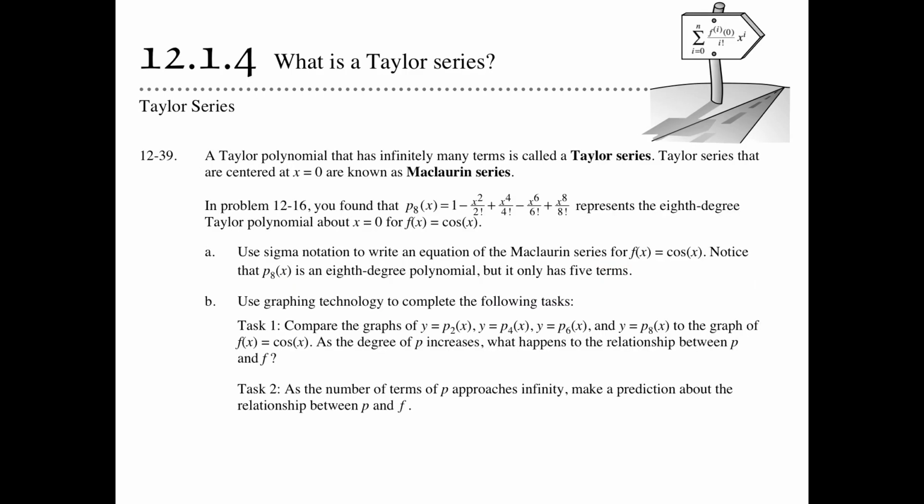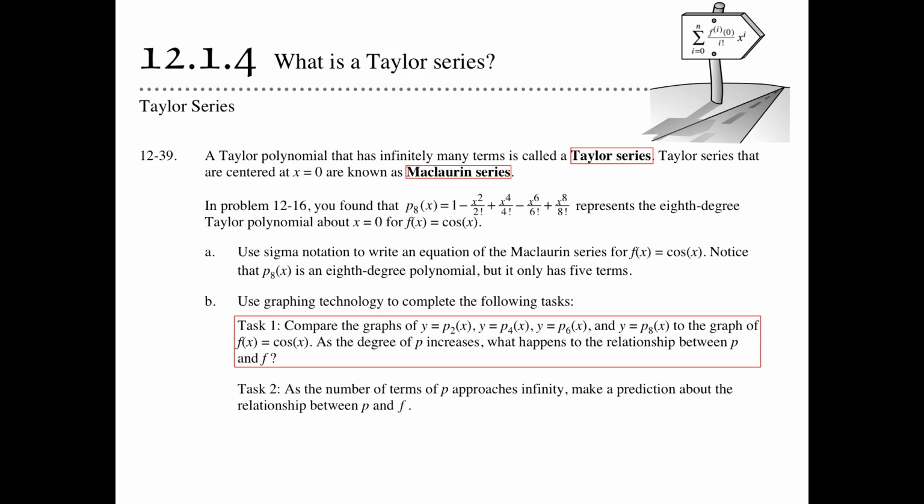In the first problem of lesson 12.1.4, problem 12-39, Taylor series will be introduced and defined as a Taylor polynomial with infinitely many terms. Also in this problem, the term Maclaurin series is introduced. Now your students will investigate in task 1 how increasing the number of terms of a Taylor polynomial for, say, cosine x will make its graph look more and more like the function it is approximating.